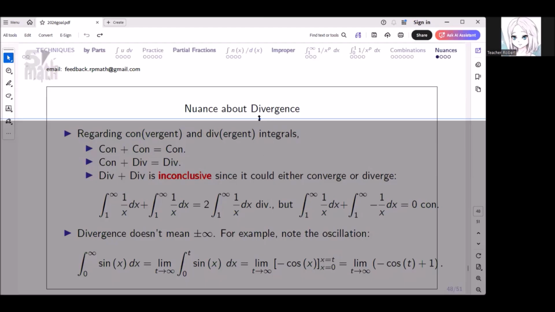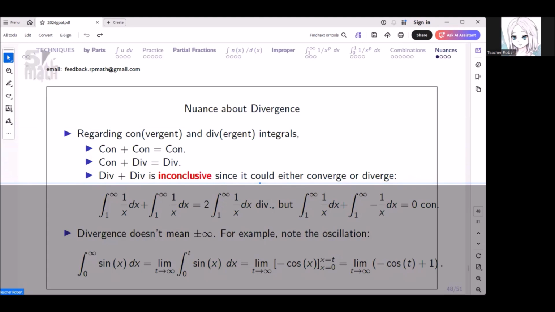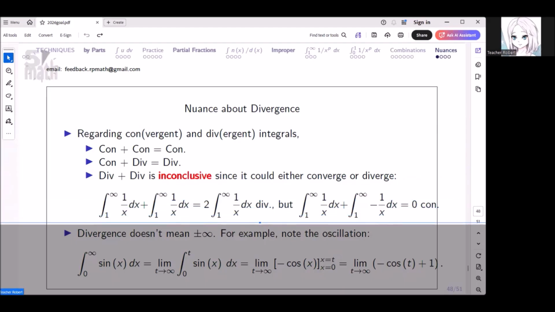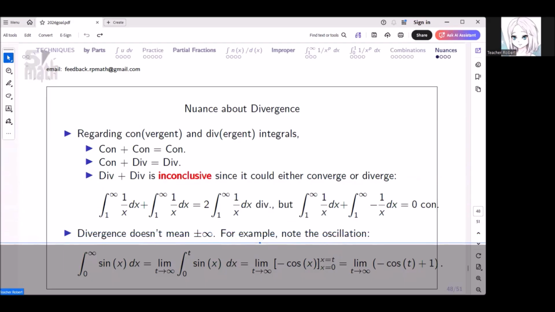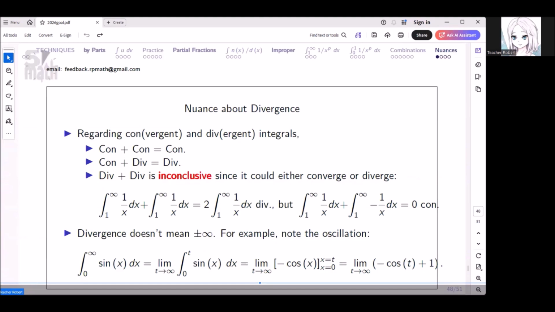Nuance about divergence. Regarding convergent and divergent integrals, convergent and convergent is convergent, convergent and divergent is divergent, divergent and divergent is inconclusive since it could either converge or diverge. The first integral diverges, but the second integral converges. Divergence doesn't mean positive or negative infinity. For example, note the oscillation. And we get the following.